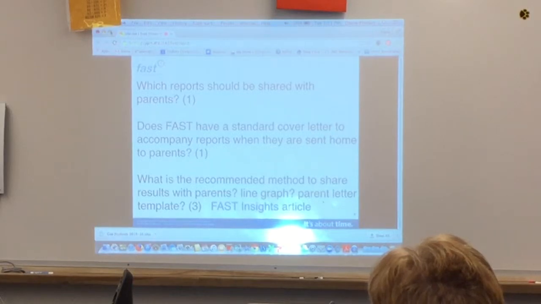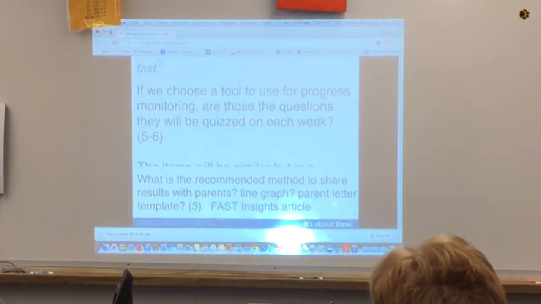But don't hesitate to tell them what you need in terms of being able to communicate this information to parents, because that's a very important thing, and it should be part of parent conferences.